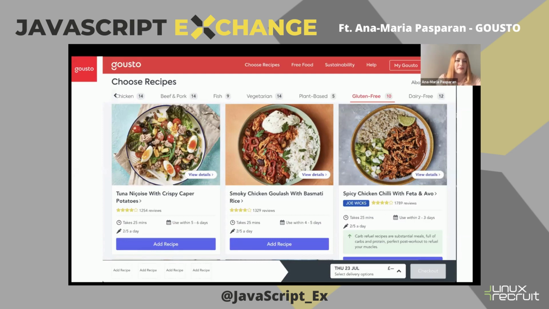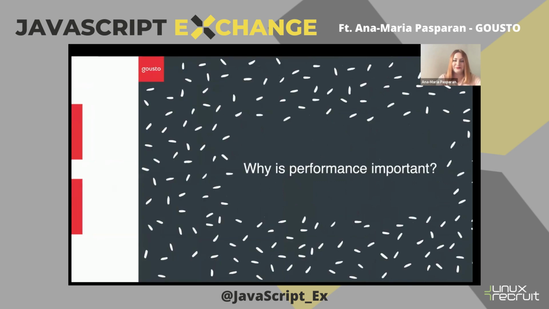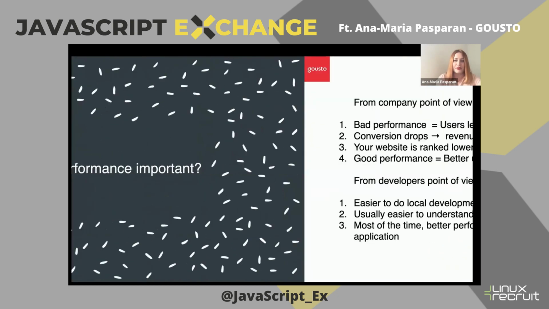And as I mentioned before, working cross-functionally actually helped me to understand how important it is that the website is performant, not only for our customers, but also for our company and for our tech team. So we will discuss today why performance is important, what are selectors and Reselect, why should we use selectors, and I'll give you a small quick overview of how we use selectors in Gousto. Let's start. So why is performance important?